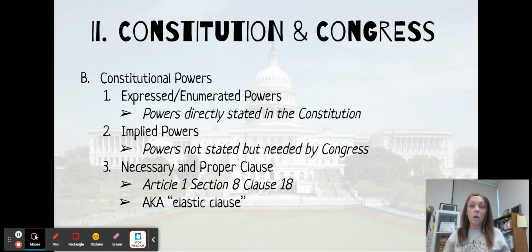It gives them more power because nowhere in the Constitution does it say what necessary and proper is and what necessary and proper isn't. So the necessary and proper clause, also called the elastic clause, is the source of Congress's implied powers. And Congress uses this to expand their powers.